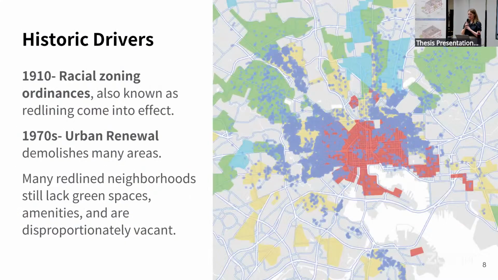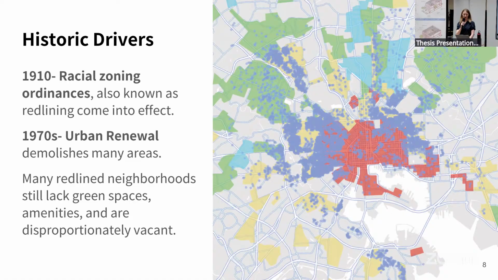Historic drivers of vacancy include redlining and racial zoning ordinances, which prevented people in neighborhoods deemed unsafe, typically minority communities, from getting mortgages. Then in the 1970s, some of these areas were injured a second time with urban renewal, which went through and demolished houses in many areas that had been previously deemed unsafe.